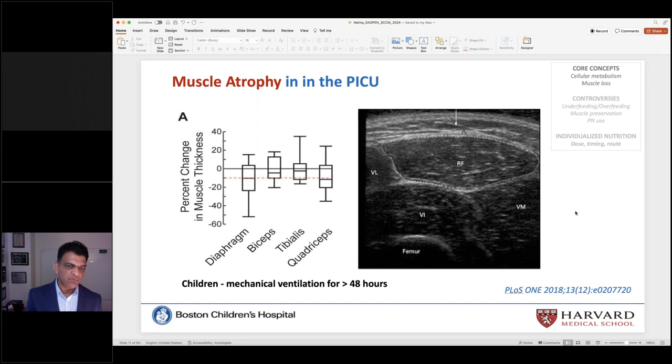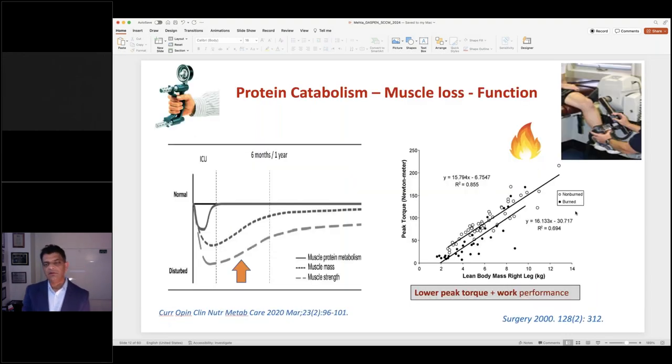So why is muscle loss important? Does that actually have any impact on function? And for this, we need to go to data from burn-injured patients. So on the right, if you focus on the graph, on the x-axis coming from right to left, you see a reduction in lean body mass. And in particular, in this case, they examined both healthy and burned children for their leg mass, muscle mass.